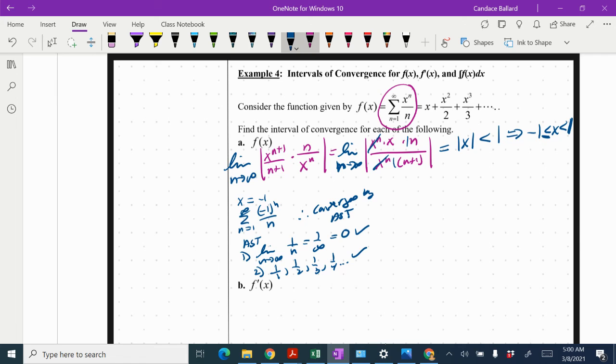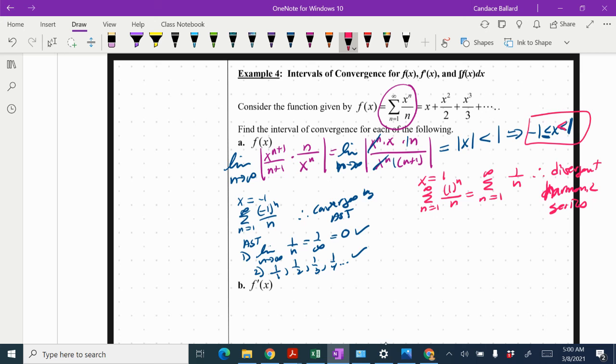So now let's plug in x equal to 1. So we've got the sum as n equals 1 to infinity of 1 to the n over n, which is really just the sum as n equals 1 to infinity of 1 over n, which we know actually diverges because that's harmonic. So therefore it's a divergent harmonic series. So I do not include the endpoint. So this is what my interval looks like for the original function.